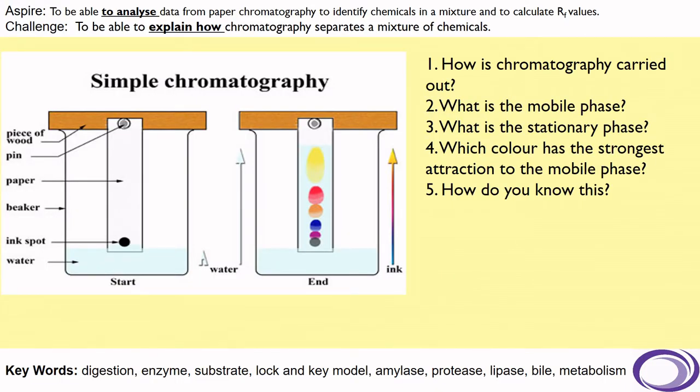So following that video and that information, I've got a few questions that I'd like you to have a go at. The first one, how is chromatography carried out? That's a description of the method that you saw in the clip. Then what is the mobile phase in that example, and what is the stationary phase in that example? In the image, which colour had the strongest attraction to the mobile phase, and how can you tell that from that image?